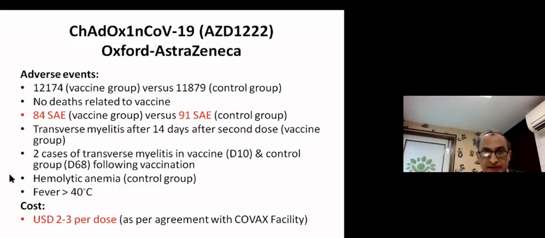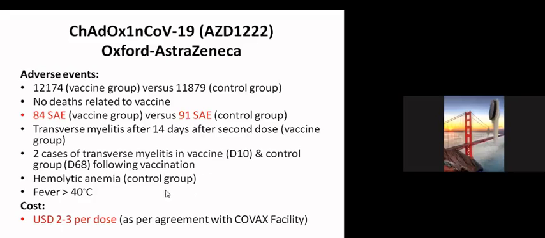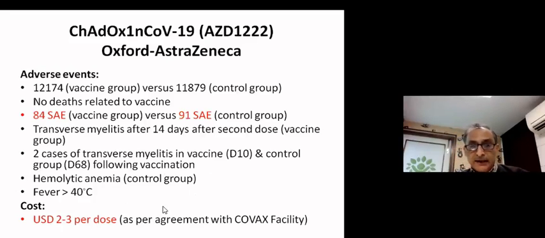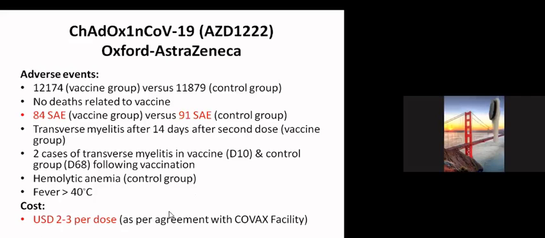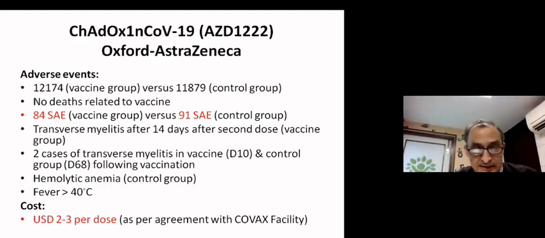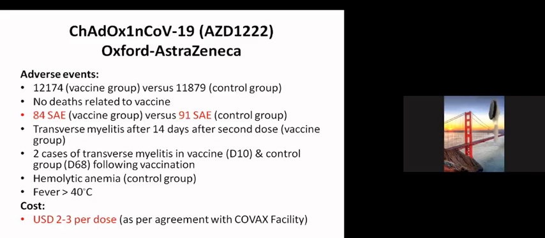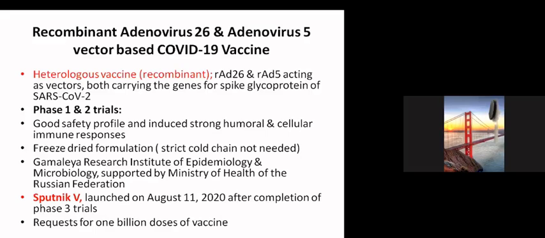So we can't say how many people will get transverse myelitis or GBS. It is only when we use this vaccine in the public that we'll get an idea. The cost is going to be less, just $2 to $3 for this vaccine. In India, most of the healthcare workers are going to get it free of cost.